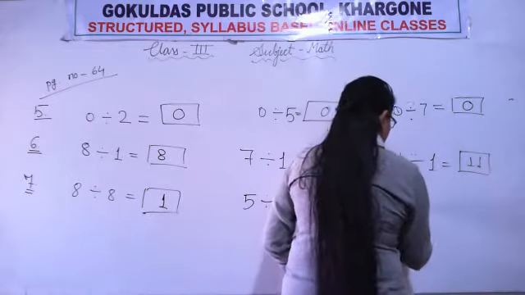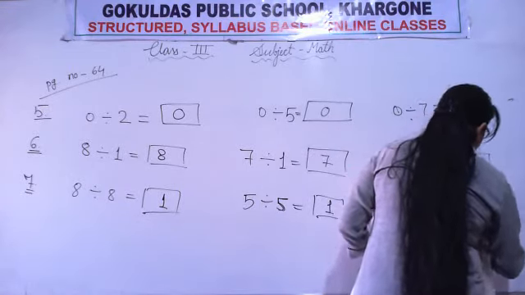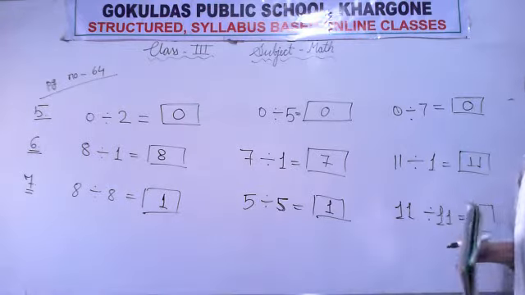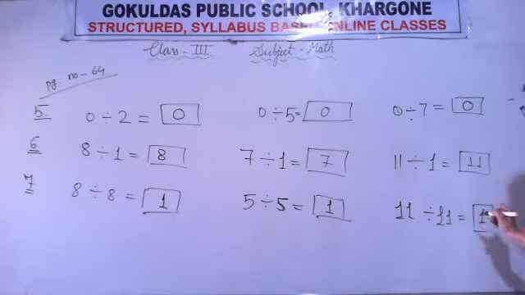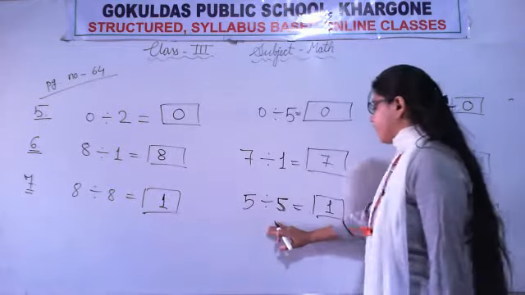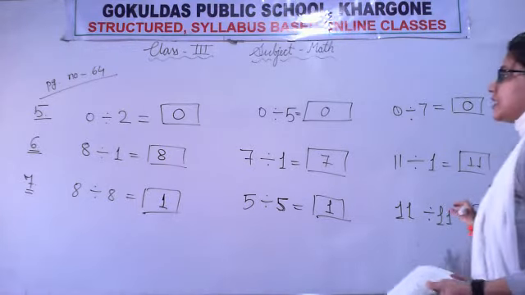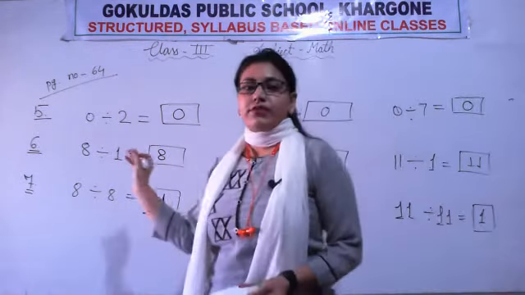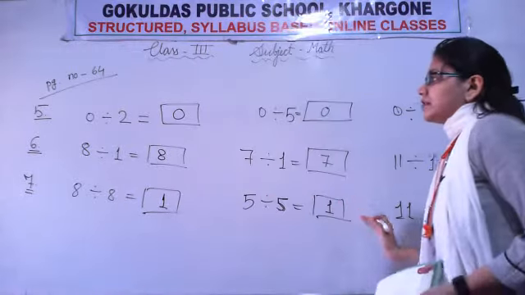And the last one is 11 divided by 11. Once again the number is getting divided by itself. So if a number is divided by itself, the quotient will be 1. So we will write 1. So 8 divided by 8 is 1. 5 divided by 5 is 1. And 11 divided by 11 is 1. So write down all the answers in your book only. This portion will remain in the book only. So write down all the answers.